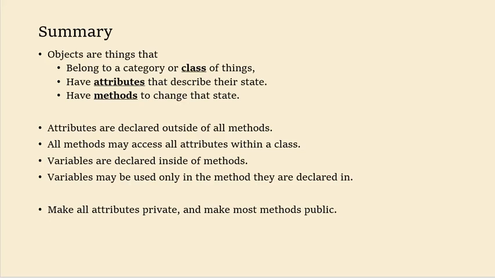So remember, our objects are things that belong to a class. They have two main parts, the attributes and the methods. Attributes describe their state, methods change the state. Attributes are declared outside of all the methods, and all the methods may have access to all the attributes. And make your attributes private. Make most methods public. We'll probably talk about some situations where you might have a private method, but as a general rule, private attributes, public methods.